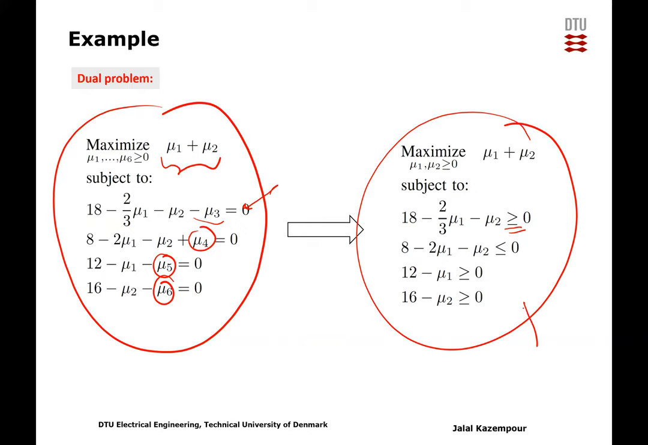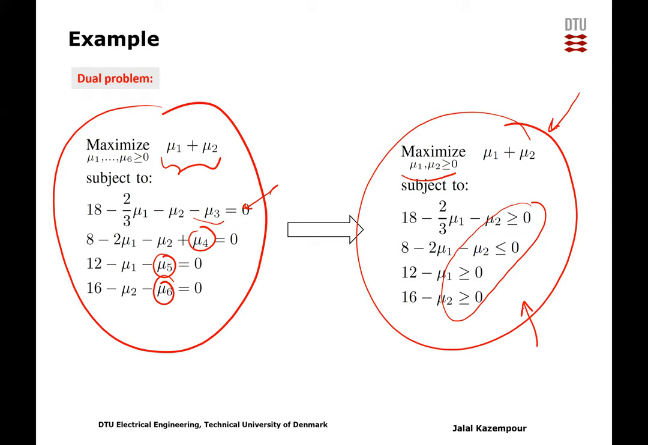So if you would like a dual problem with a smaller number of variables, you can do that. Now only mu1 and mu2 remain. They are coming from regular constraints, not from non-negativity conditions. But now your constraints are inequalities. They are not equalities anymore. So this is an easier, more elegant way to write a dual problem with fewer dual variables. Is it clear? Good.